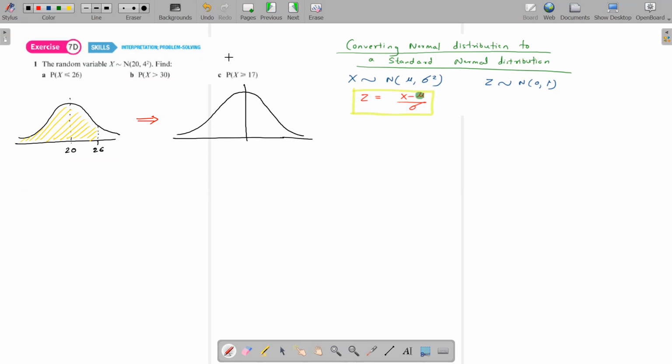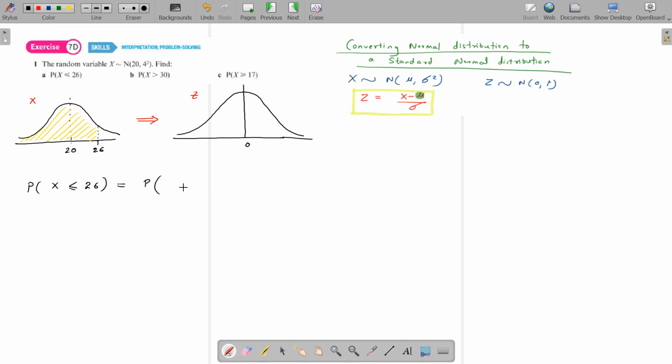How does the conversion work? I need to move this to have a mean of 0. Basically, I want to convert the x variable to a z variable. This is the way the conversion works. Let me write the sum. What's our sum? You have to find the probability x is less than or equal to 26, right? This is what you need to find.